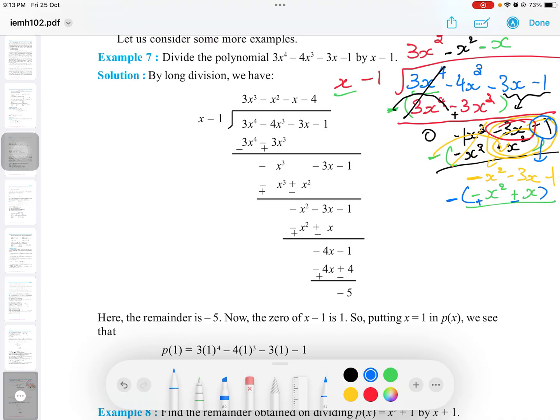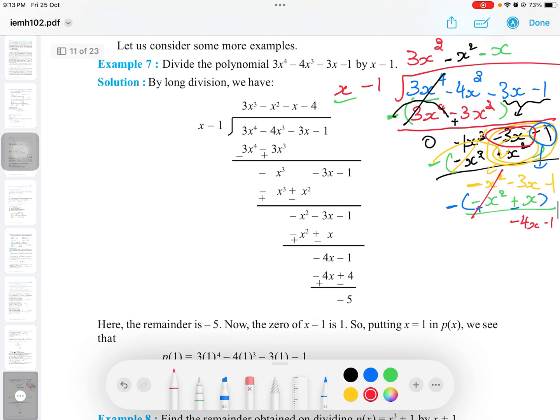Now what color shall we use? Let's use red this time. Minus x squared plus x squared, that's gonna be cancelled. Plus 3 minus x, it's gonna be minus 4x minus 1. Look, we're almost at the end.